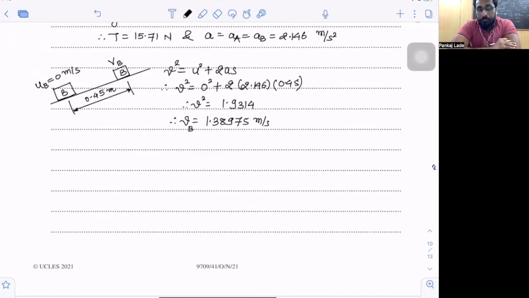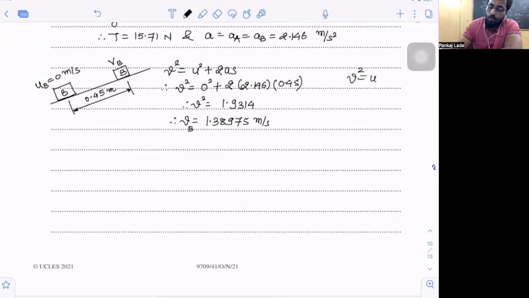But again, I have the velocity, I want to find the distance traveled, but I don't have the acceleration. I know V is equal to U plus AT. I know V square equal to U square plus 2AS, isn't it? I can make use of V square equal to U square plus 2AS.